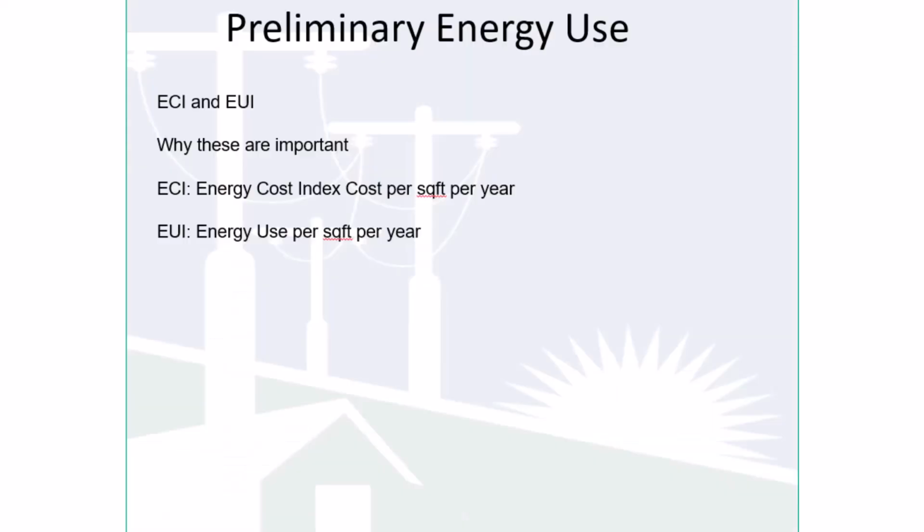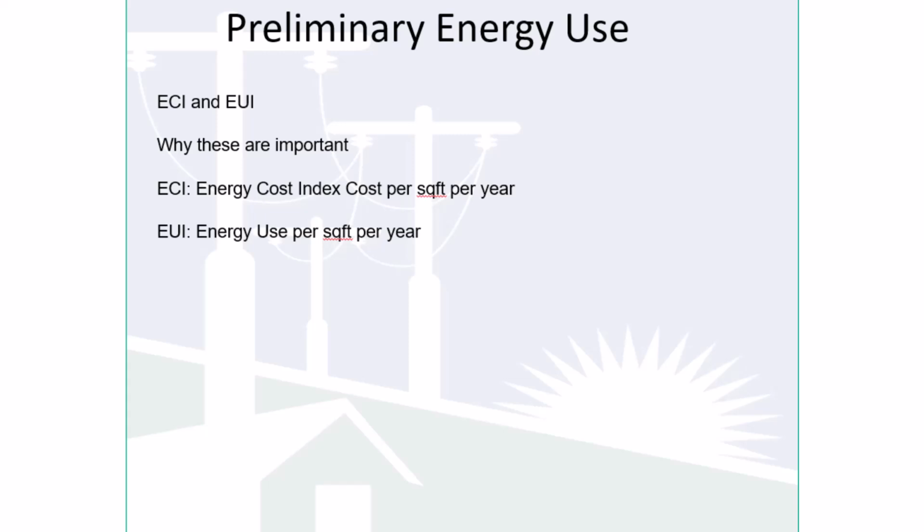In the preceding slides, I showed you how, using utility data for a facility, to come up with the ECI, which is the Energy Cost Index, and the EUI, which is the Energy Utilization Index. The Energy Cost Index is the cost paid per square foot per year. So you simply take the annual cost of energy divided by the square foot, and that will give you the cost per square foot for that year.